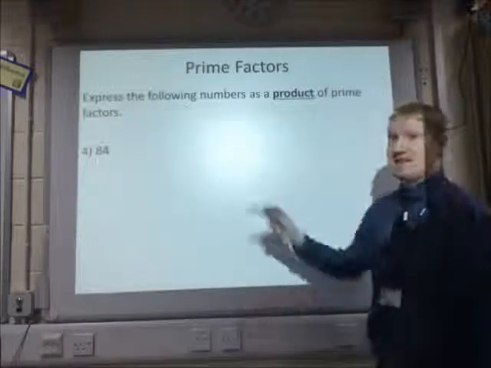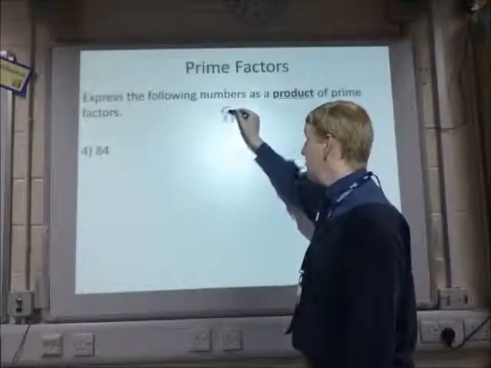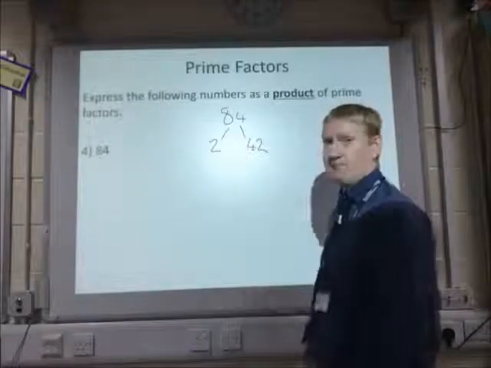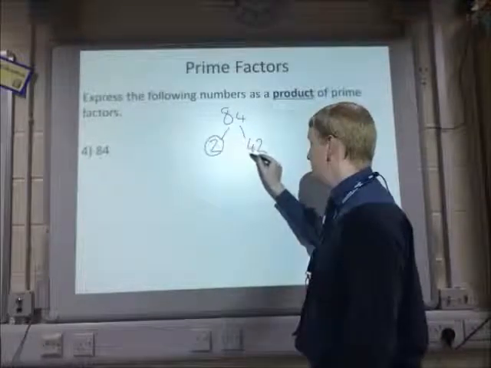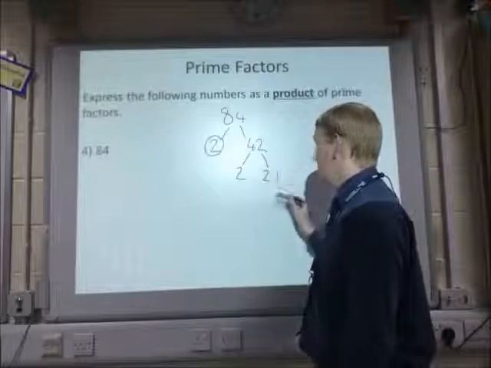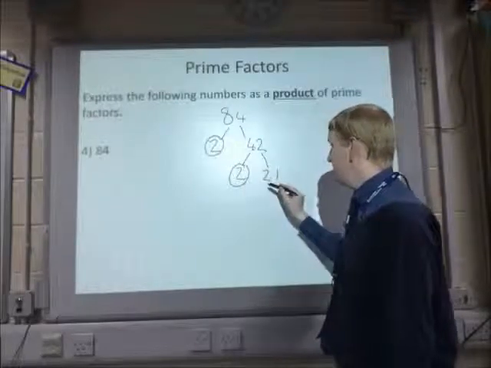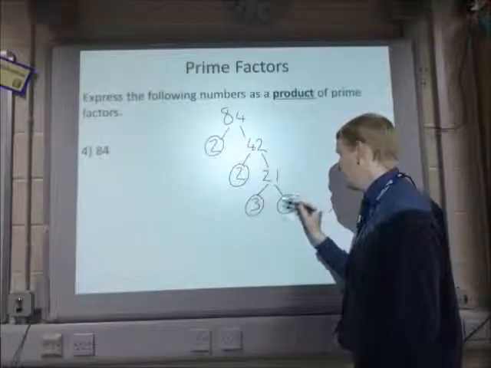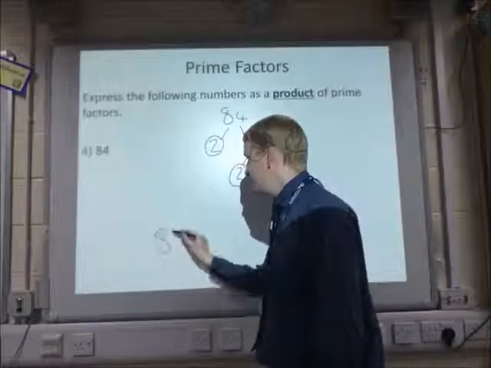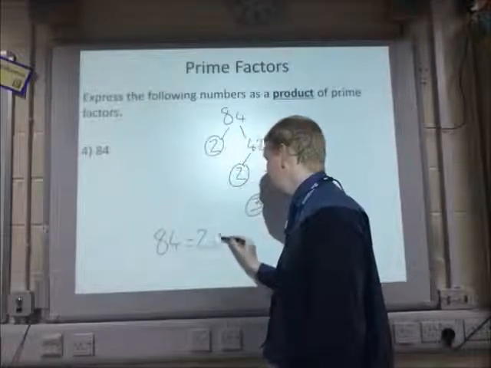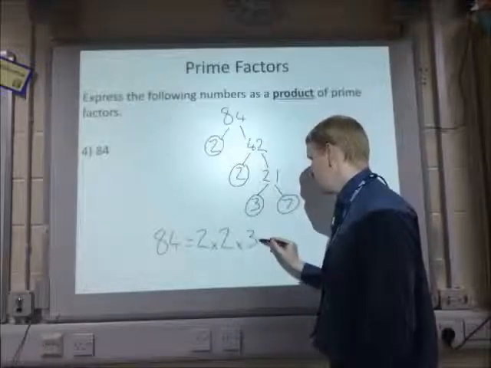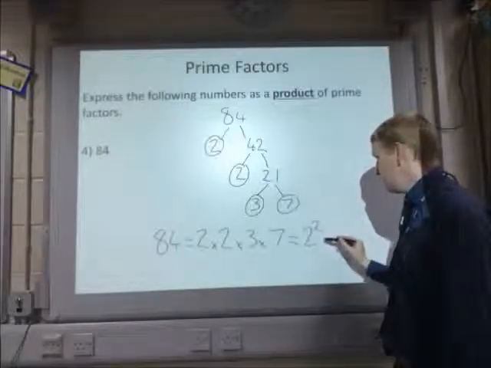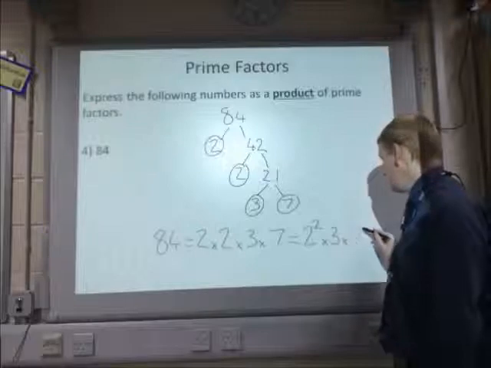Next example is 84. We're just going to keep on doing as we were doing earlier. 84, that is 2 lots of 42. 2's prime, but 42 you can write as 2 lots of 21. 2's prime, but 21 you can write as 3 times by 7, and both of these are prime numbers. So we should end up getting 84 is equal to 2 times 2 times 3 times by 7, or you could leave that as 2 squared times by 3 times by 7.